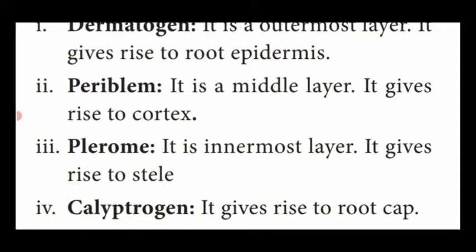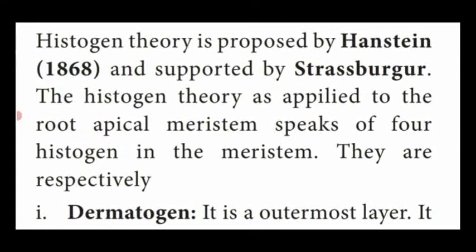So in the previous theory, that is the root apical meristem theory, it consists of a tetrahedral-shaped cell. One side, the outer side, produced the root cap, the first zone. Then the remaining 3 sides produce epidermis, cortex and vascular tissue. We have seen this in the apical cell theory, isn't it? That theory was somewhat modified by another scientist into 4 layers: dermatogen, periblem, plerome and calyptrogen. It is said to be the histogen theory, proposed by Hanstein and supported by Strasburger.